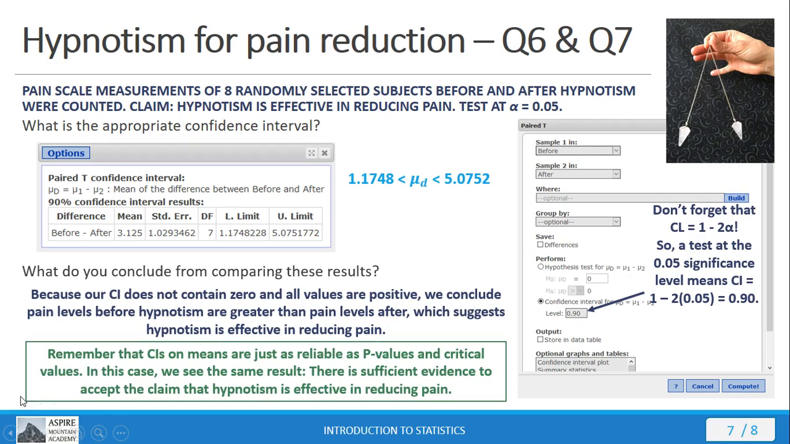So either way you look at it, this is the same conclusion that we reach with the hypothesis test. There's sufficient evidence to accept the claim that hypnotism is effective in reducing pain. Either way you look at it, you're going to come out the same way because we're dealing with mean values here.